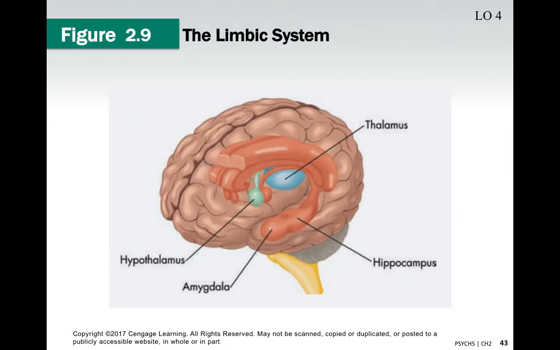Here's what it actually looks like. We haven't talked about it yet, the hippocampus. The hippocampus is here. We have the thalamus. We have the hypothalamus here. The amygdala is on the tip of the hippocampus. I don't know why we haven't talked about the hippocampus yet, but that is part of the brain that is involved with regulating episodic memories.